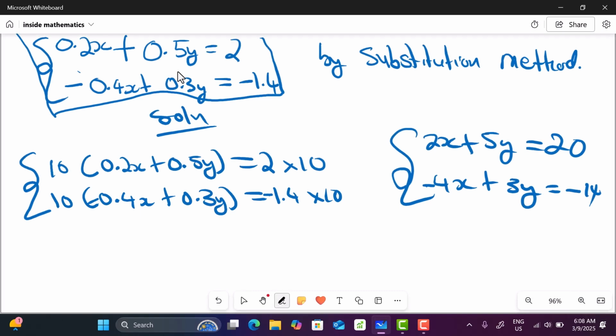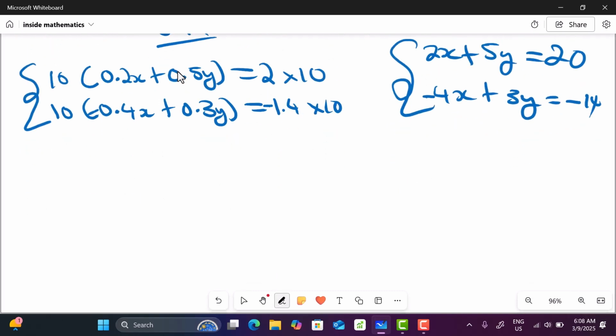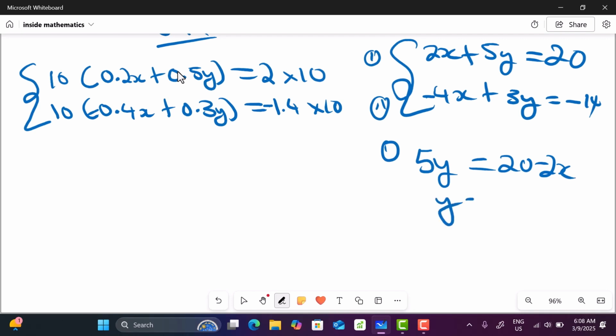Now, when we are using the substitution method, this is our equation 1 and this is our equation 2. Let us use equation 1. On equation 1, let us make y the subject of the formula, 20 minus 2x. So y is equal to 20 minus 2x all over 5.